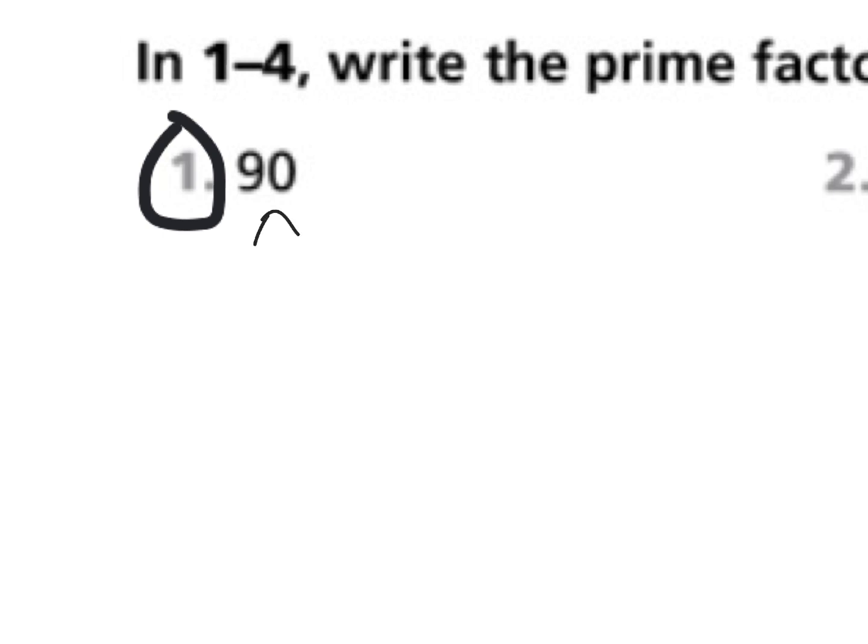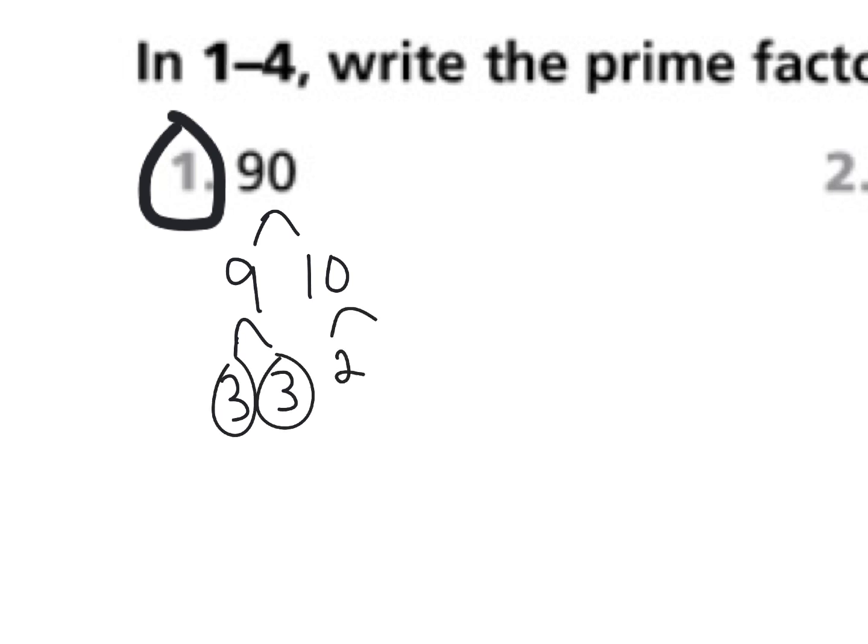There's several options you have for breaking 90 down into prime factors. I'm going to just go with 9 times 10. 9 times 10 equals 90. And then 9 is not prime, so we'll keep breaking it down. 9 we could break down as 3 times 3. 10 we could break down as 2 times 5. At that point, those are all prime numbers.